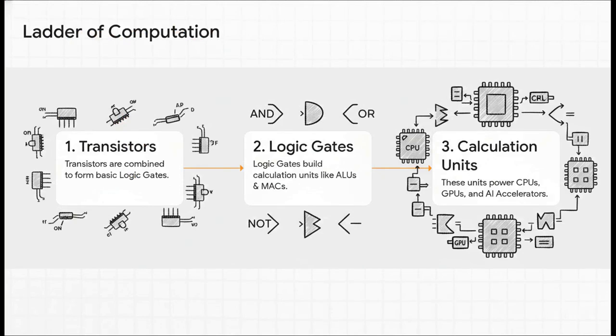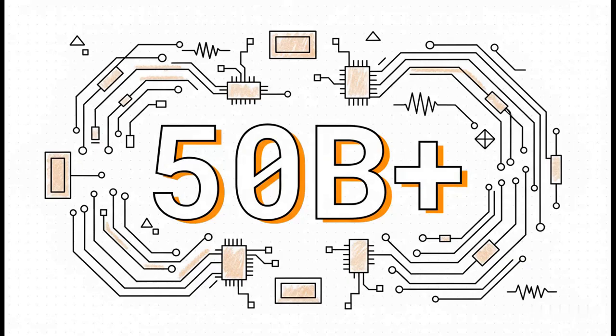Think of it like a ladder of computation. You start with your basic transistor switches, and you use them to build simple logic gates, things that can make basic decisions, like AND, OR, and NOT. Then you use those logic gates to build more complex units that can do actual math. And finally, you pack millions and millions of those calculation units together to create the CPUs, GPUs, and AI accelerators that power our world. So just how many are we talking about here?